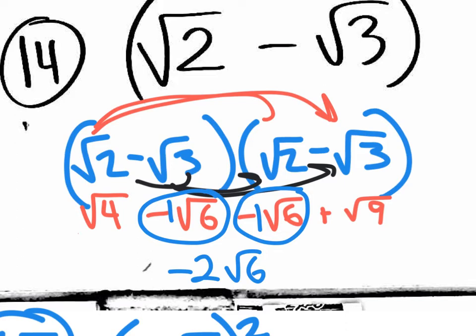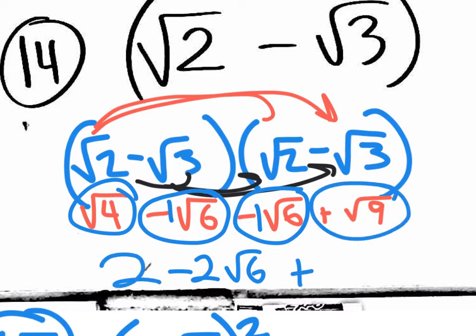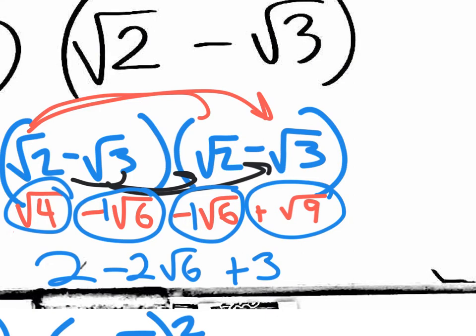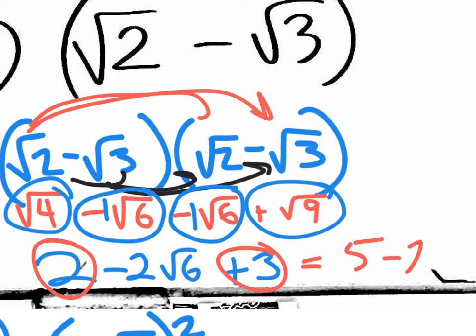Combining like terms. And then you could also take the square root of 4 and rewrite it as the nice beautiful number 2. And you could also take the square root of 9 and write it as a nice beautiful number 3. So our final answer for number 14 should be the real numbers first. That's going to be 2 plus 3. That's equal to 5. And the radical part second, minus 2 square root of 6. Final answer right there.